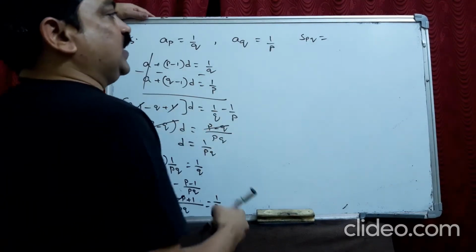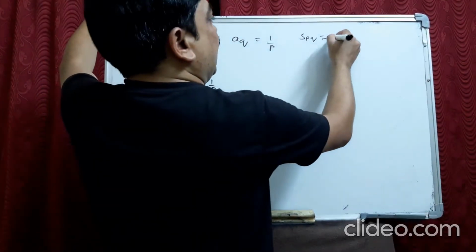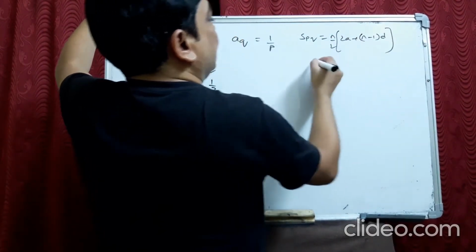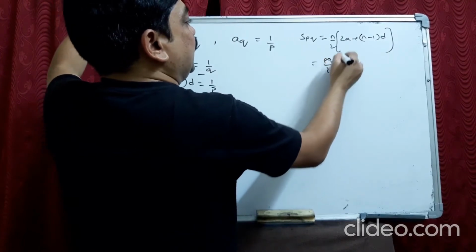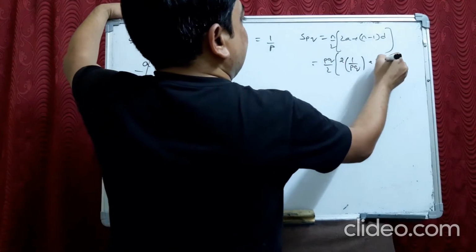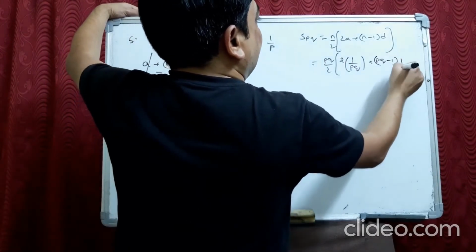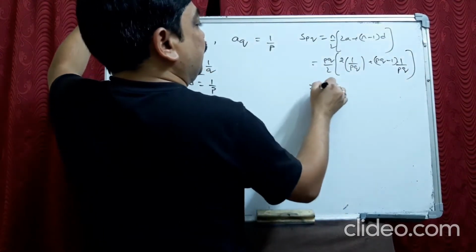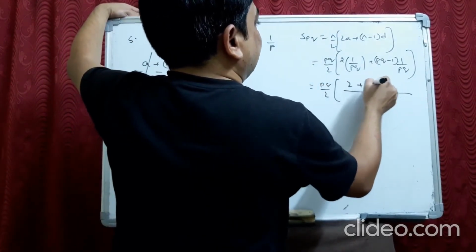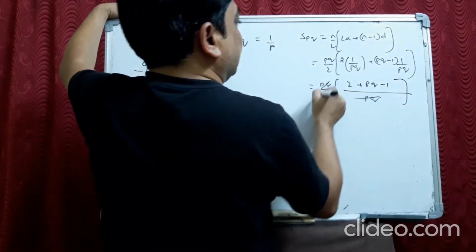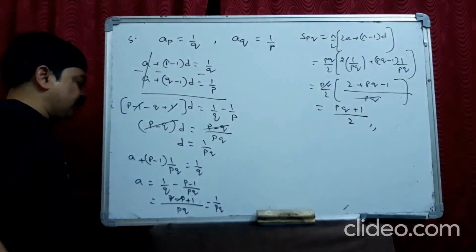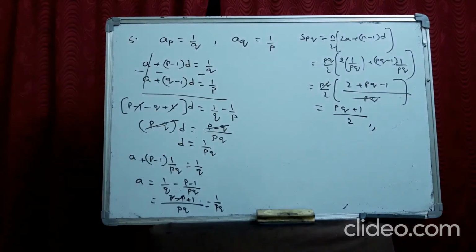And you are asked to find out SPQ. We apply the formula n by 2 of 2a plus n minus 1 into D. So n is PQ here, PQ by 2. 2a, 2 into 1 by PQ plus PQ minus 1 into 1 by PQ again. So it becomes PQ by 2. LCM is PQ. 2 plus PQ minus 1. PQ gets cancelled. It becomes PQ plus 1 by 2. That's what there was. Yes, 1 by 2 of PQ plus 1. Okay?